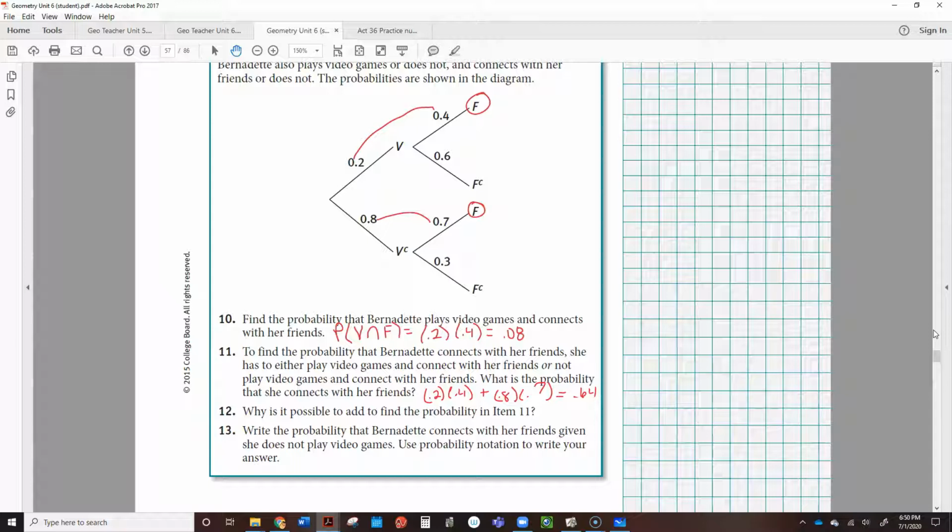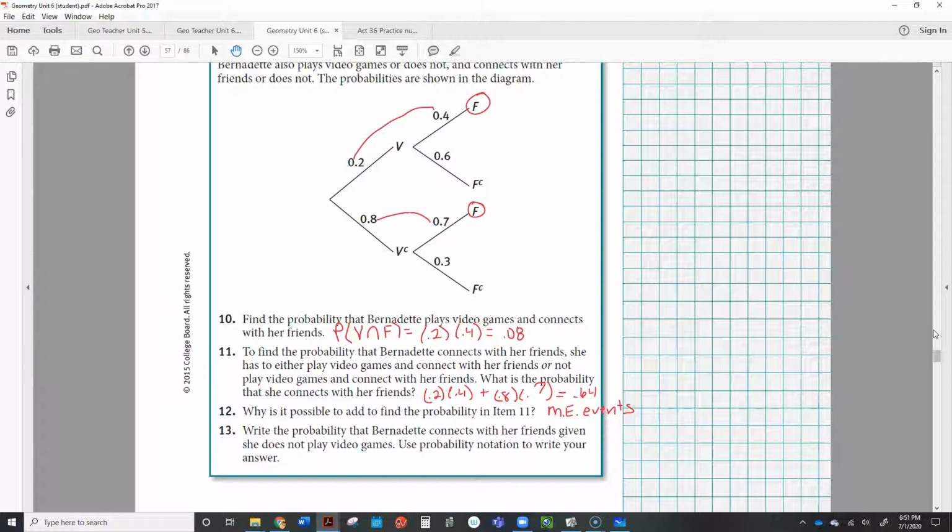Why is it possible to add in order to find the probability in number 11? Because these two outcomes are mutually exclusive. Remember, you can't have any part where you're playing video games and not playing video games at the same time. So since they're mutually exclusive, all you have to do is add. The mutually exclusive events is what allows you to add.